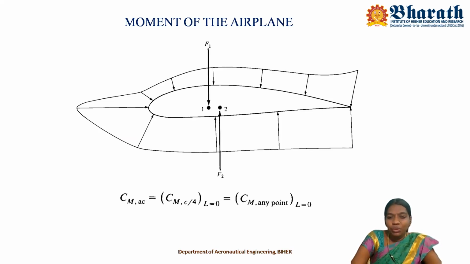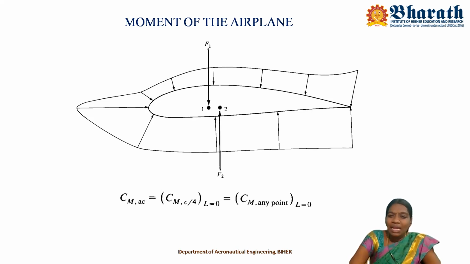Say, for example, F1 and F2 are equal to each other. How about the moment established by these forces? The moment established by these forces is a pure couple. When it is a pure couple, the moment about any point along the line is equal. So the moment about the leading edge is equal to the moment about the quarter chord point. That's the reason we have equated the moments in this equation: the moment about the aerodynamic center is equal to the moment about the quarter chord point, which is equal to the moment about any point.